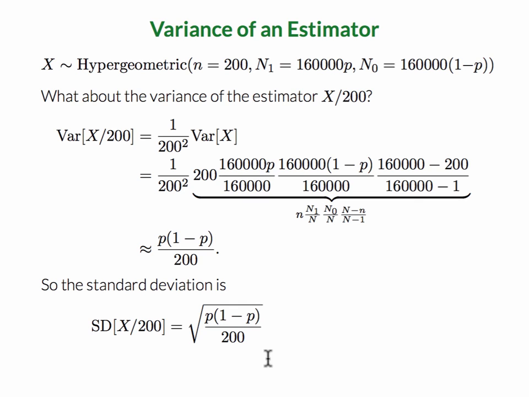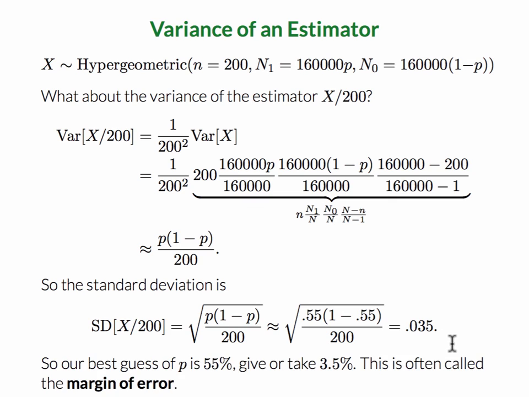Of course, one problem with this formula is that we don't know what P is, but we can plug in our best guess for P, which right now, based on our sample of size 200, is 55%. So if we plug that in, we get that the standard deviation is about 0.035. So to summarize, our best guess for P, based on our sample of size 200, is 55%, give or take 3.5%. That's how we interpret this standard deviation, how far we are likely to be off by. And this 3.5% is often called the margin of error for the poll.